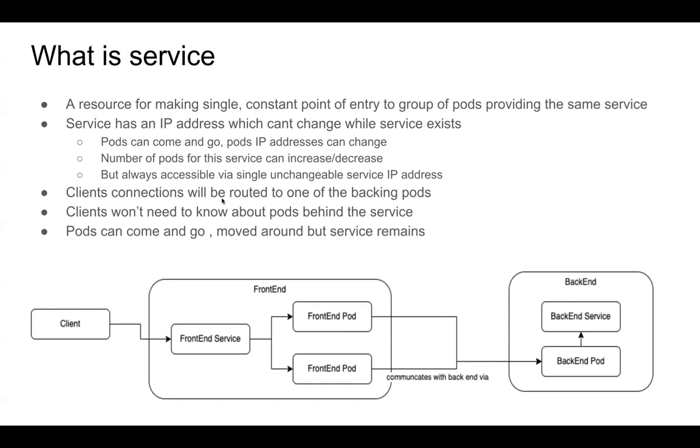So client connections will be routed to one of the backing pods. The client won't need to know about the pods behind the service. Pods can come and go, and be moved around, but the service remains. So this is how the client connects to the frontend service. See, here we are connected to the frontend service. Then it has frontend pods, and actually this arrow should be here. My mistake, I will change it. So frontend pods connect to the backend service, and the backend service connects to the pod. This arrow should be down, and this arrow should be connecting to the backend service, because as I said, we won't connect to pods directly. So I will correct this diagram.